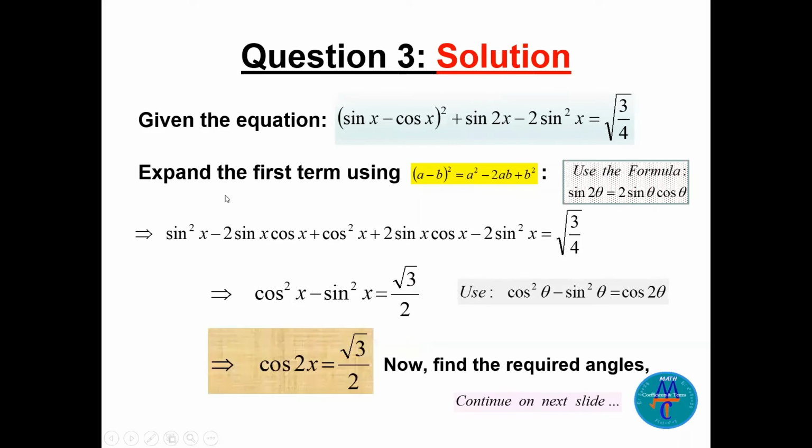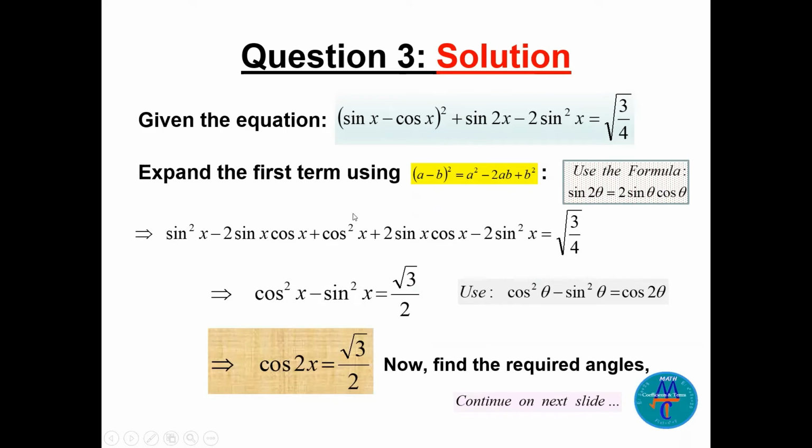Let's expand the first term here using the formula from algebra. A minus b squared is equal to a squared minus 2ab plus b squared. So this becomes sine squared of x minus 2 sine of x cosine of x plus cosine squared of x. Now for sine 2x, we can use the double angle formula, sine of 2 theta is 2 sine theta cosine theta. So I can write that there. Minus 2 sine squared of x, leave it, equals this number.